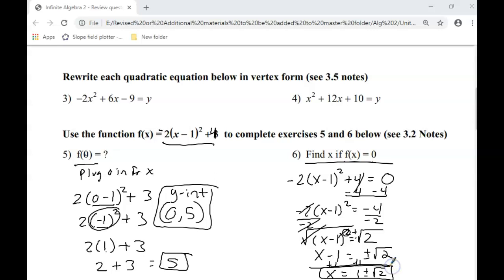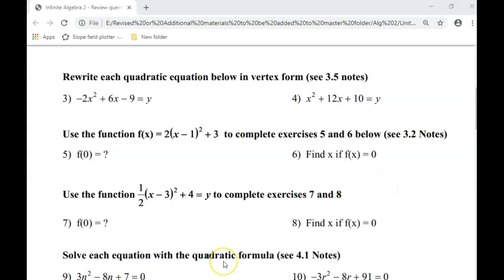And what those are is those are your roots. So whenever you plug 0 in for y and solve for x, what you're essentially doing is you're finding the x-intercepts, also known as the roots. So plugging 0 in for x gives you your y-intercept. Plugging 0 in for y gives you your x-intercepts. So that's another question you guys can expect to see in your exam. I will let you guys do 7 and 8 on your own.